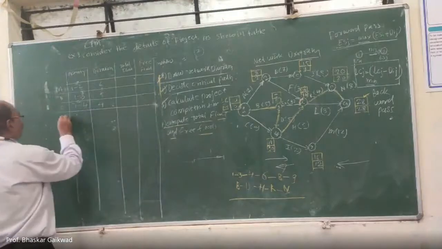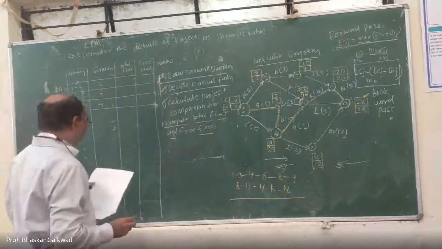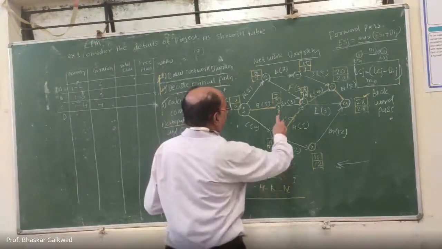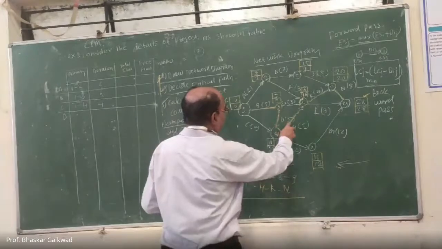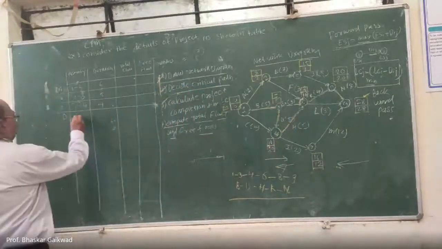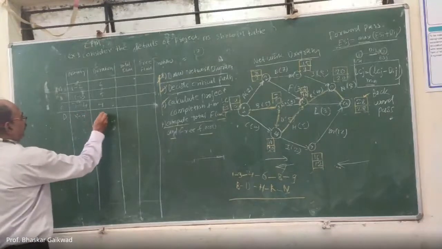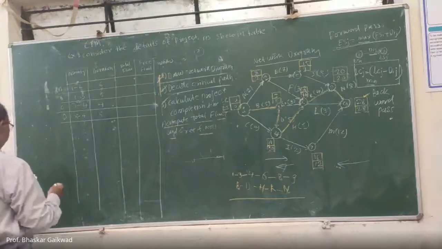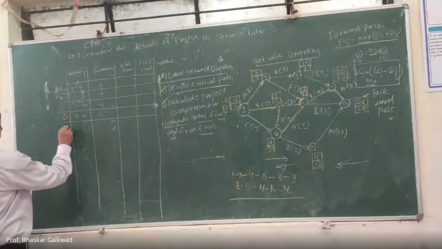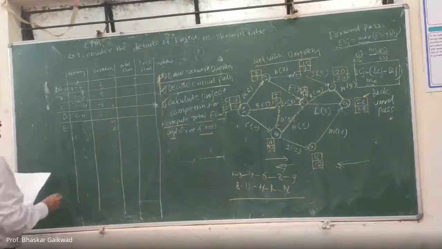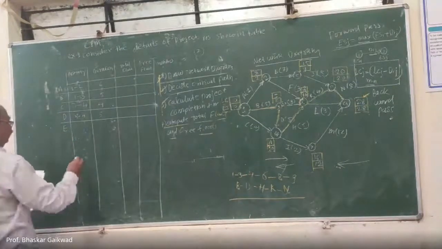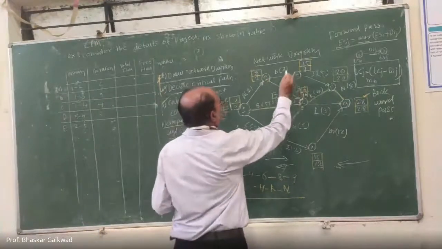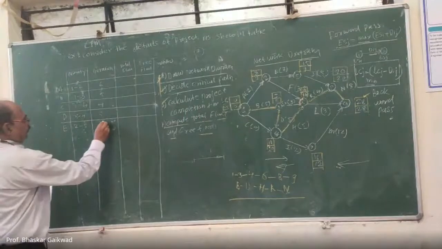Then you can go to D. D is 3 to 4, and the duration is 5. After that, E is there. E is 2 to 5, and the duration is 7.